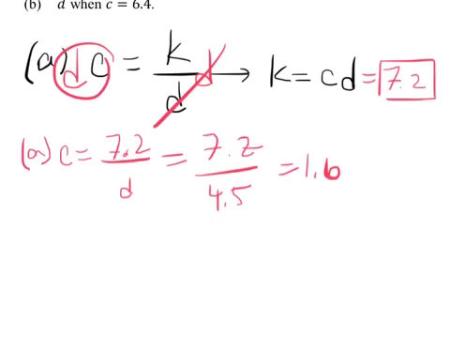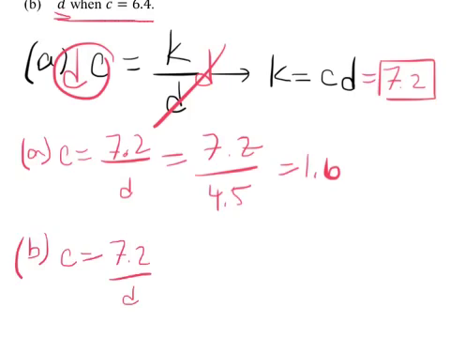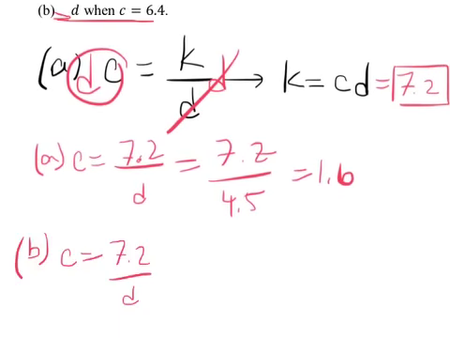Alright, let's take a look at part B. Same starting point. But now we want to find d when c is 6.4. So we want to find d now. In this problem, we have to get d by itself, or isolate the variable d. To do so, we can multiply both sides by d and then divide both sides by c, or just notice that c and d can switch spots. So let's go ahead and do that.